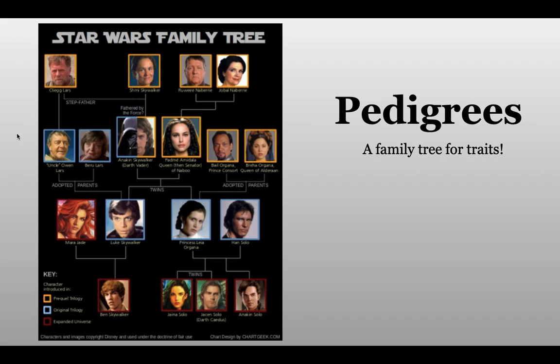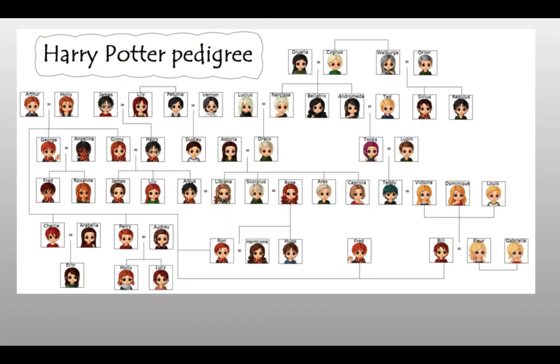You can see that there are different generations, different lines connecting families. You can tell where siblings are, things like that. Another one we have here is Harry Potter. So if you're into Harry Potter, this probably makes sense to you, but if you're not into Harry Potter, it probably just looks like a bunch of people. But we're going to learn how to read these, but in a much simpler way.